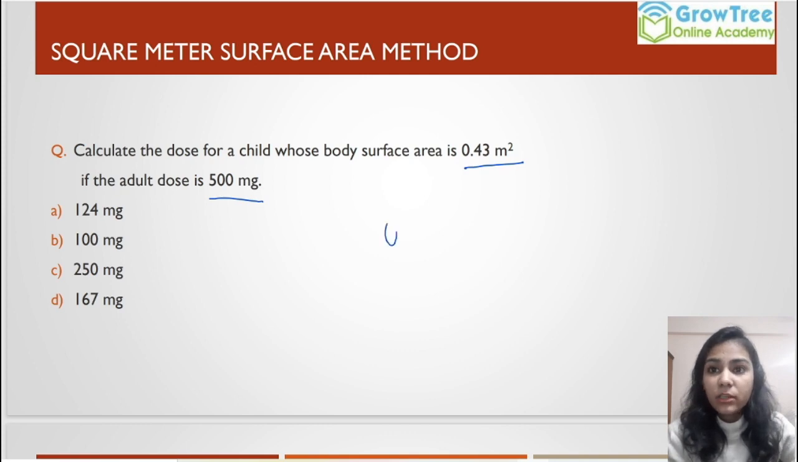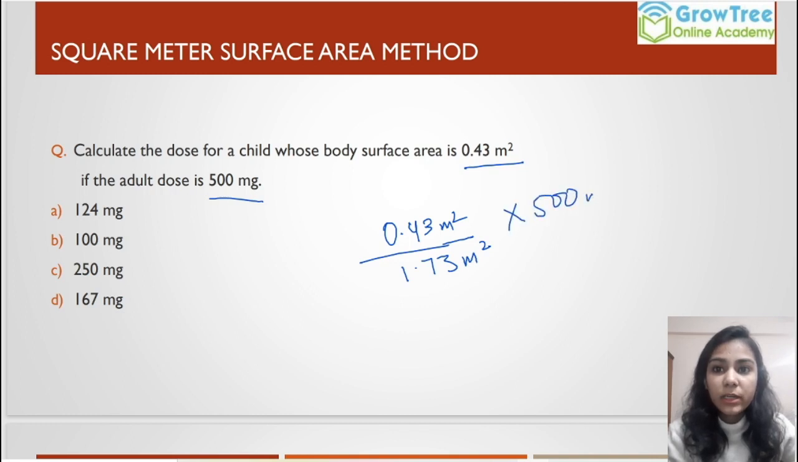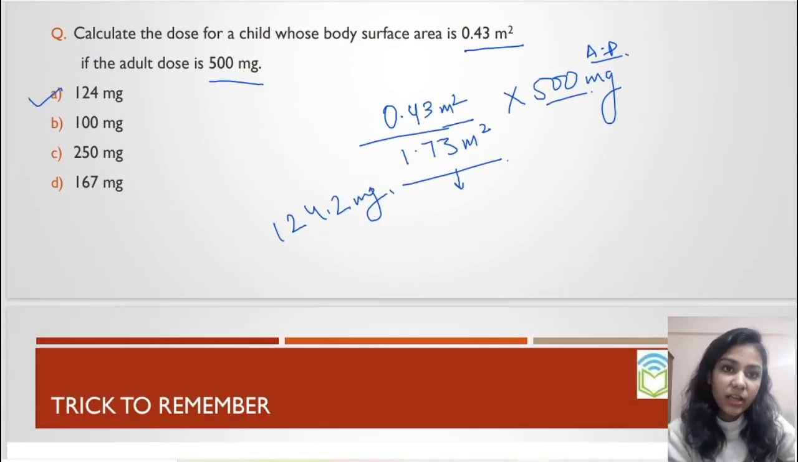By putting all the values in the formula, we have 0.43 meter square upon 1.73 meter square into 500 mg. 0.43 meter square is the surface area of the child, 1.73 meter square is the average surface area of the adult body, and 500 mg is the adult dose. After the calculation you will find that the answer is 124.2 mg. So option A is the correct option.